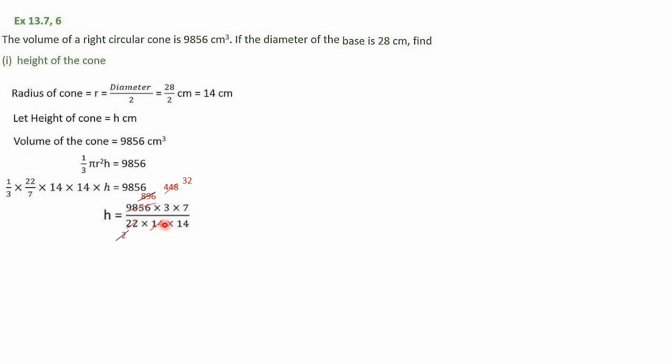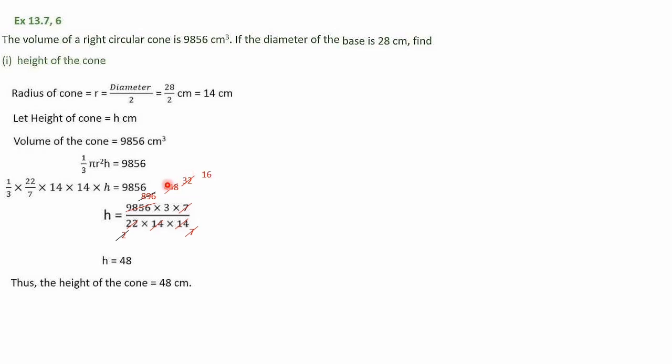Then 14 and 448 when we cancel we will get 32 times. Then 32 you can cancel with 2, 16 times. Here 14 if you cancel with 2 will get 7. Then again that 7 and 7 we can cancel these two 7s. So we are getting the answer 16 into 3. Here 3 is the balance, and 16 into 3 is 48. So height we have got as 48 centimeter. Height of the cone is equal to 48 centimeter.